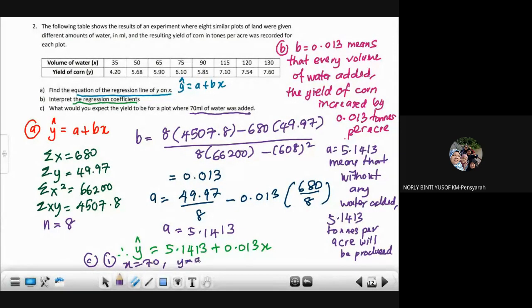So Y hat equals 5.1413 plus 0.013 times 70, and you will get 6.0513. So you tell them the yield of the corn is 6.0513 tons of corn per acre.